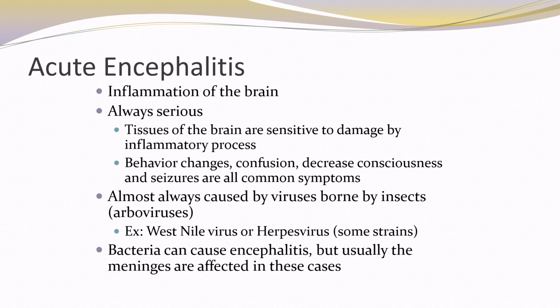Welcome back to part two of the diseases that affect the nervous system. We are starting up with acute encephalitis. In fact, we're going to talk about multiple kinds of encephalitis.